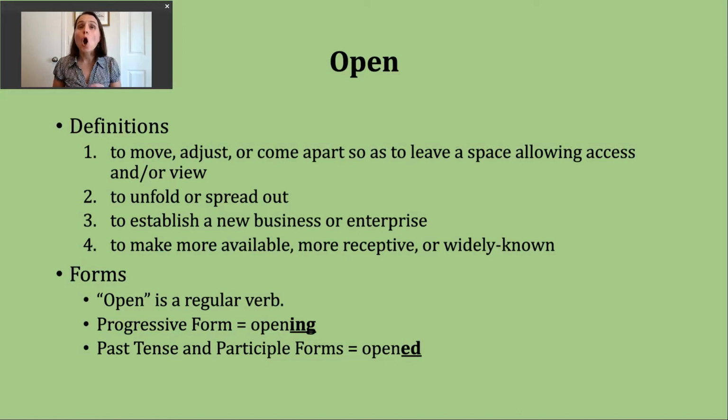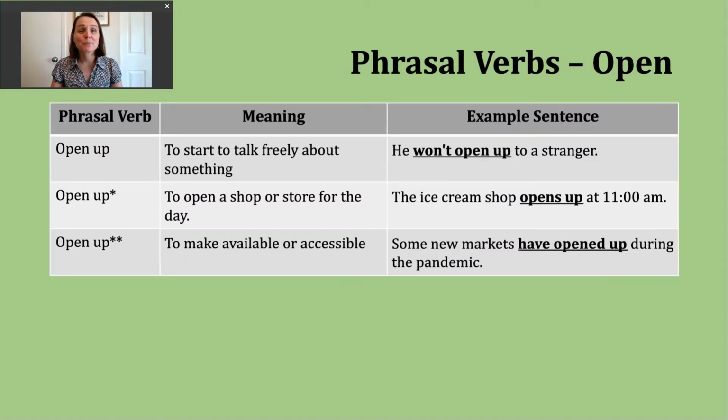You should know that open is a regular verb. To make the progressive tense, all we need to do is add ing to form opening. The past tense and participle forms of this verb are made by adding ed. The base verb ends like this: open, with an n sound. So our past tense ending is going to make a d sound. Opened, opened.